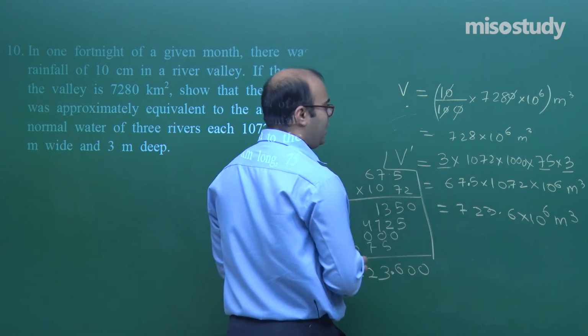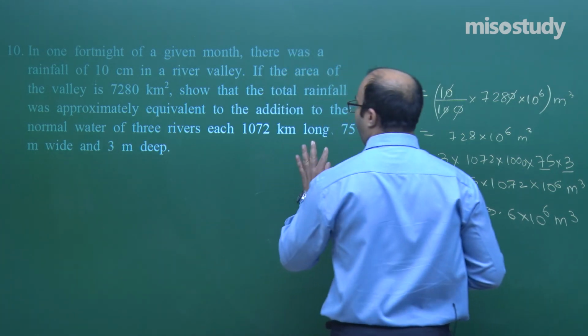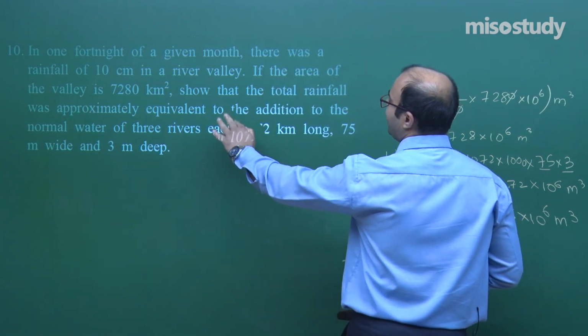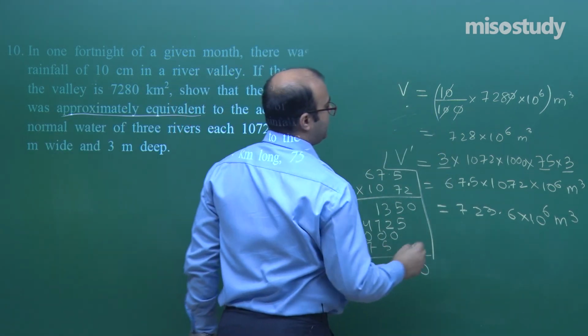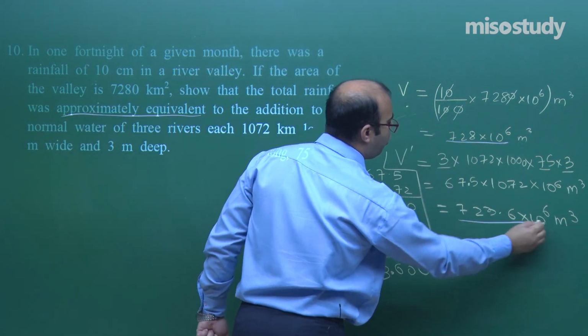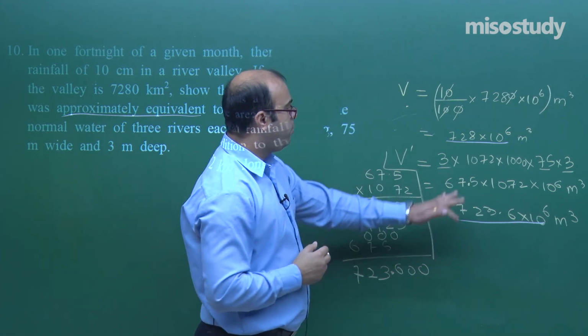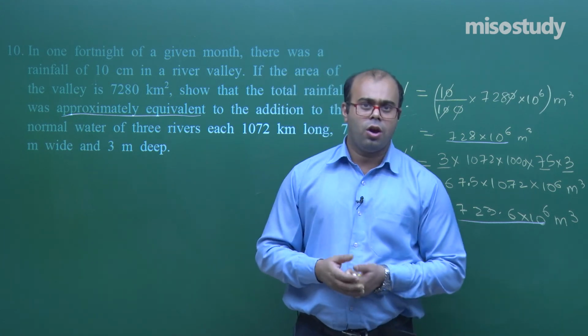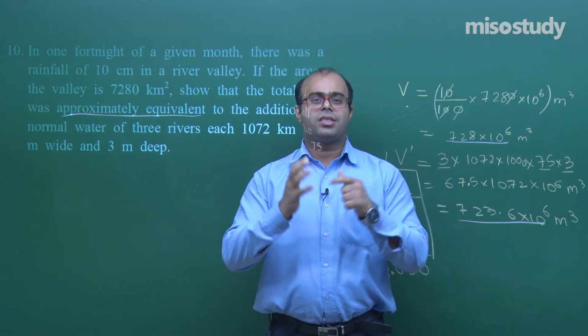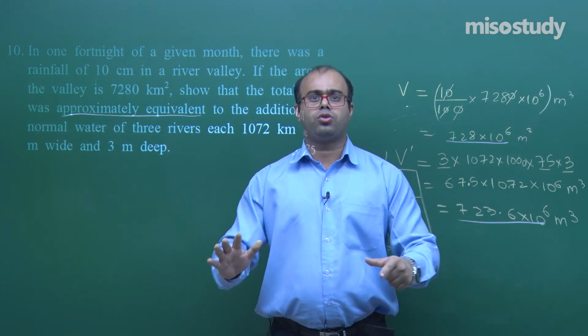So, we can say, yes, that the volume of water is approximately, as they are saying, equal. This value and this value are approximately equal. So, the volume is approximately the same. So, this is how we can approach these questions of surface area and volume, students. Study the theory hard and then attempt these questions. Thank you.